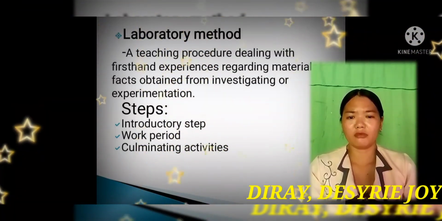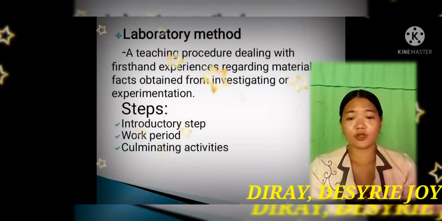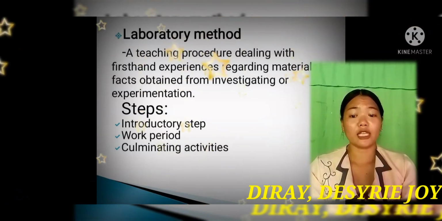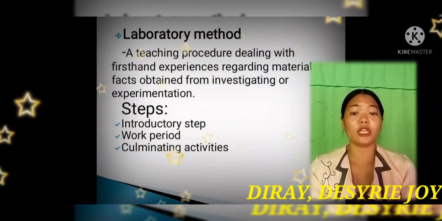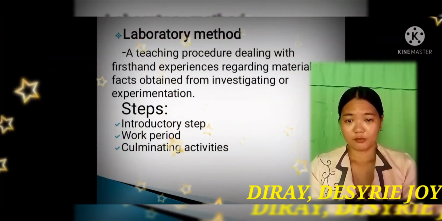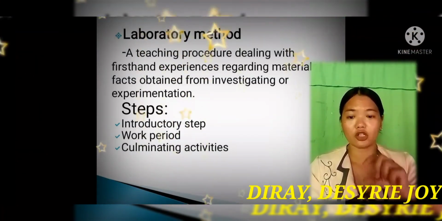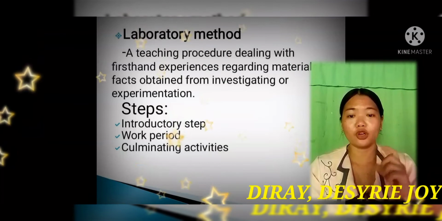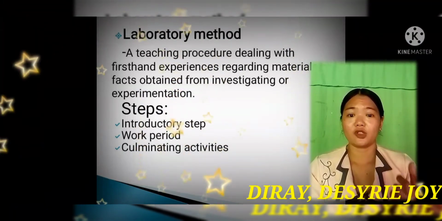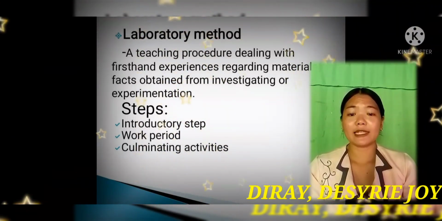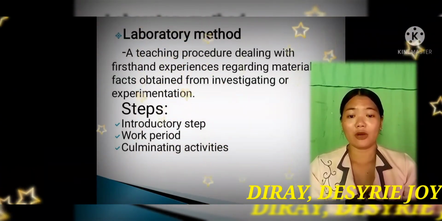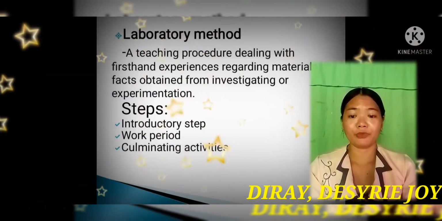This laboratory method also has its own steps. First step is the introductory step. When we say introductory step, it is the introduction of the topic of the things to study. Second is the work period. When we say work period, it is the duration of time. And lastly is culminating activities. This is the end of the activity, or the outcome of you making the activity.